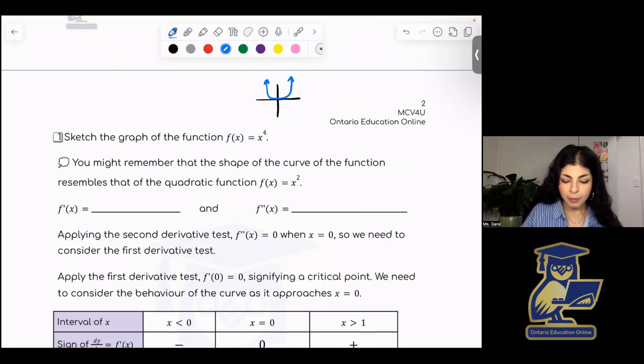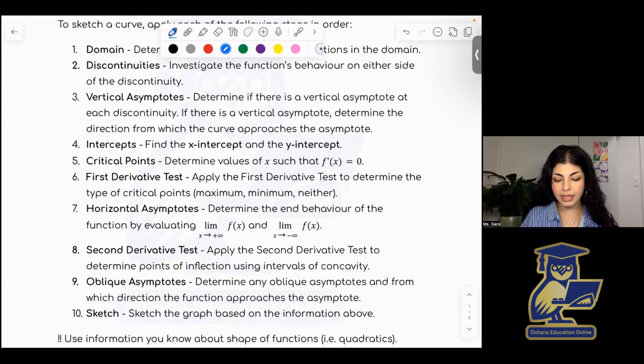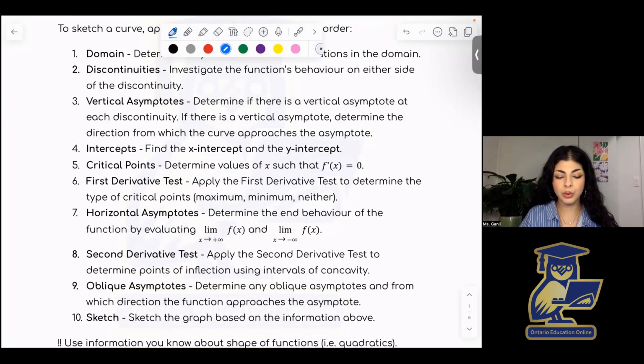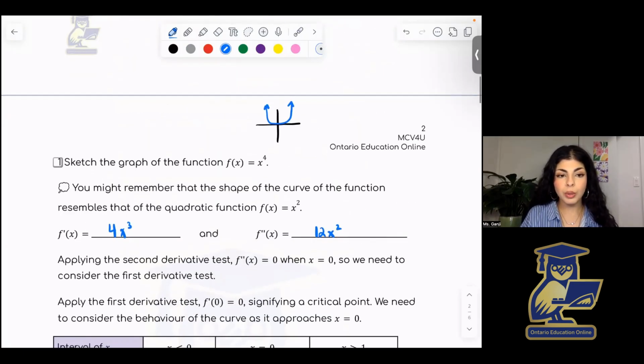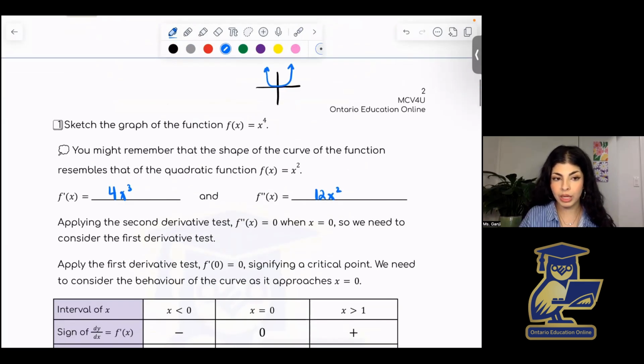So first, f prime of x is 4x cubed, and the second derivative is 12x squared. And I hope already you see that sometimes you're also going out of order with these. The algorithm is pretty much telling you a general guide. But for example, you can always start with finding your first and second derivative at the beginning and then start using them when you need them.